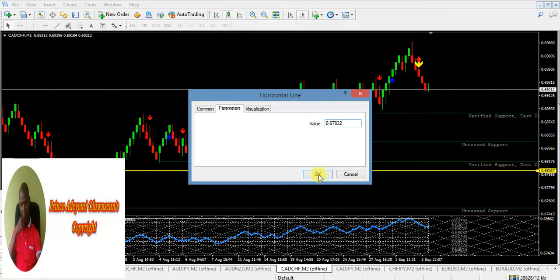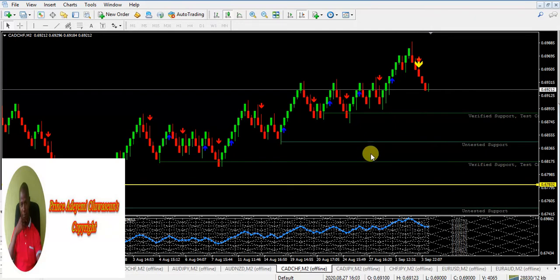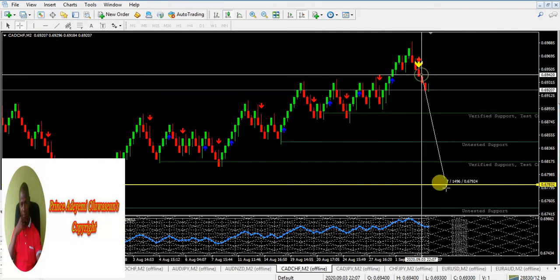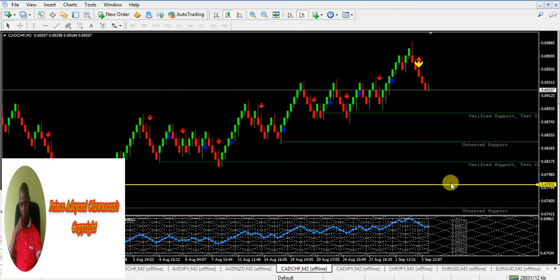This market is coming all the way from that place down here. That is about 150 pips. It's coming by the time we oversold, so it's coming to this place. Go and check it, CAD CHF.